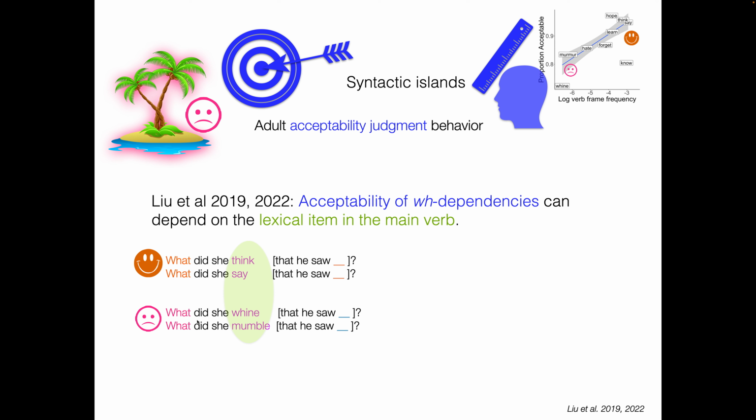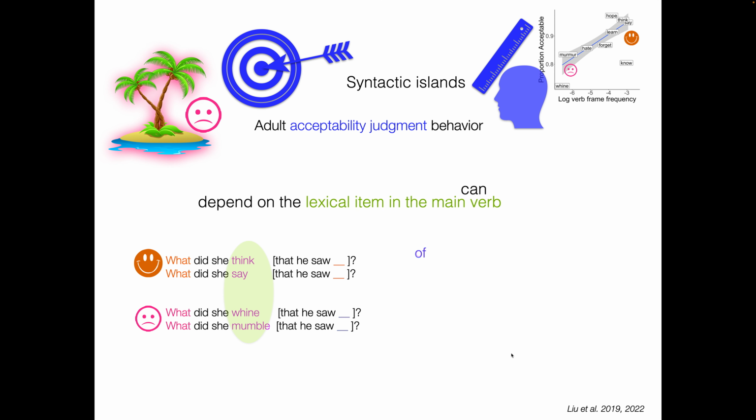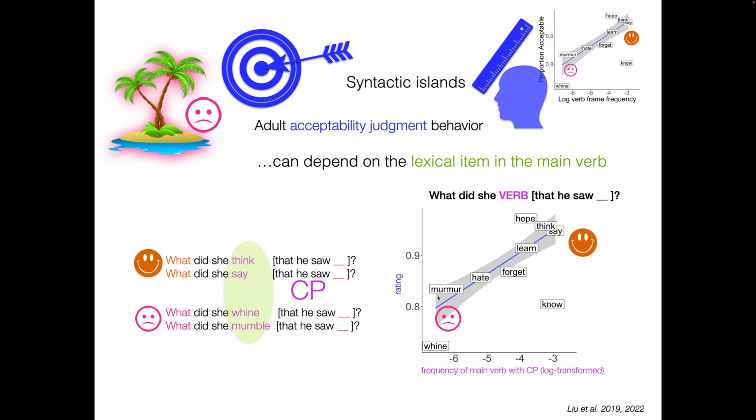Adults tend to like these, versus what did she whine that he saw? What did she mumble that he saw? These tend to feel more islandy. We don't like them as much. In fact, when you plot these out, the frequency of the main verb when it takes a complementizer phrase as a complement, that seems to affect how acceptable adults find this kind of WH dependency.